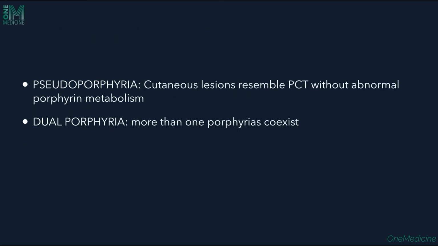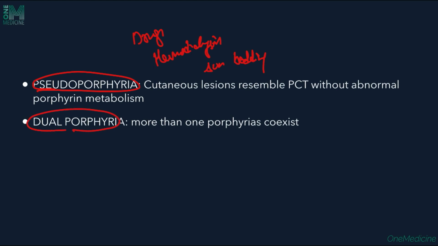coproporphyrinogen. Pseudoporphyria is a term wherein there are cutaneous lesions just like porphyria, but without any abnormal porphyrin metabolism. So there is no abnormality in the metabolism of porphyrins, but there are lesions which resemble PCT. Certain drugs can cause this, and hemodialysis can cause pseudoporphyria, and sunbeds can cause pseudoporphyria. So the lesions are like PCT, but there is no abnormal porphyrin metabolism. Then there's dual porphyria, where there can be association of one or more porphyrias.